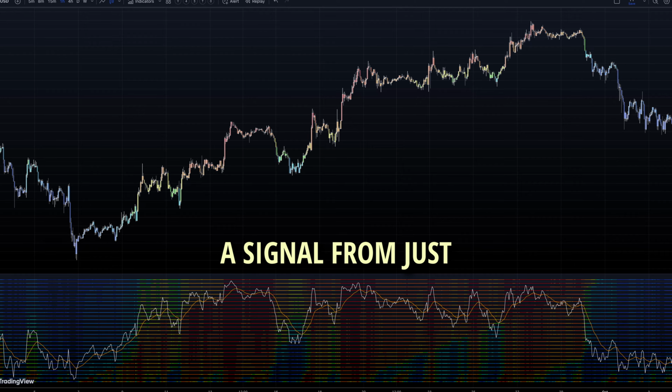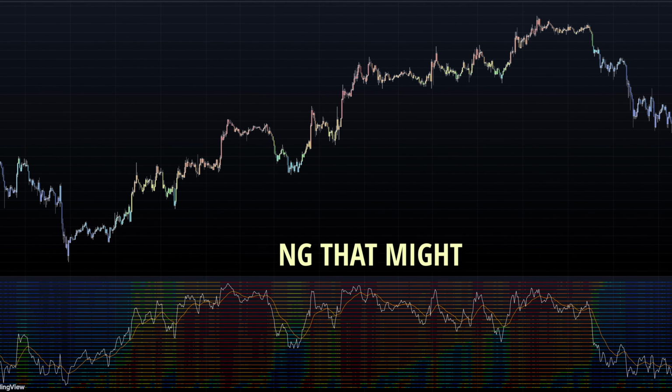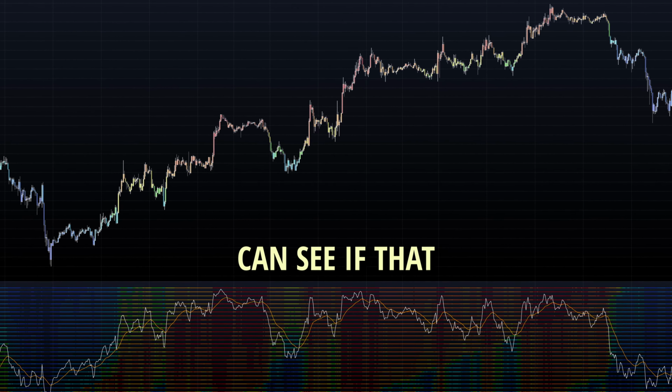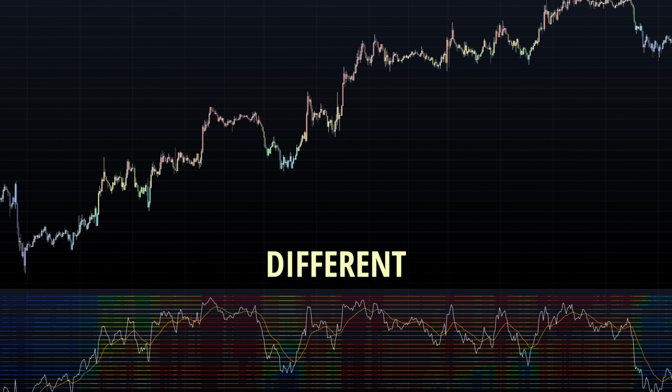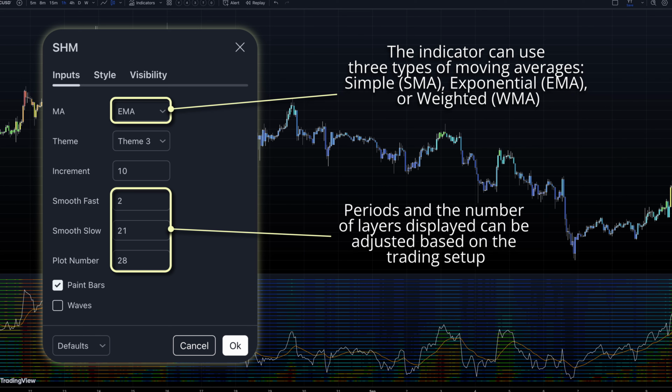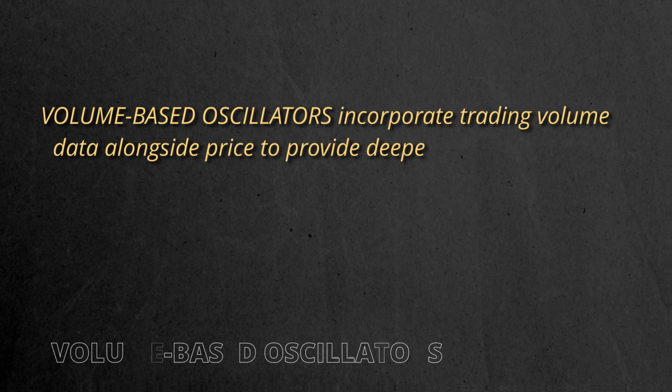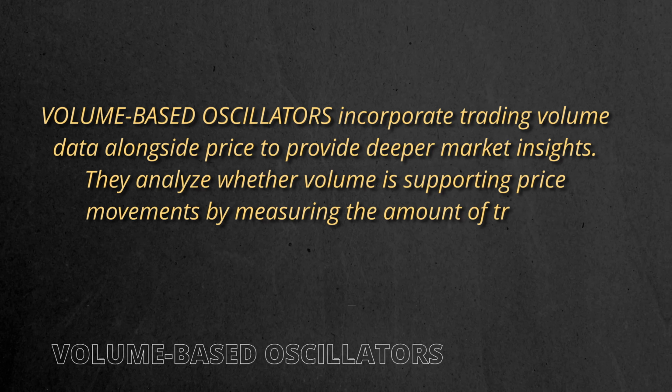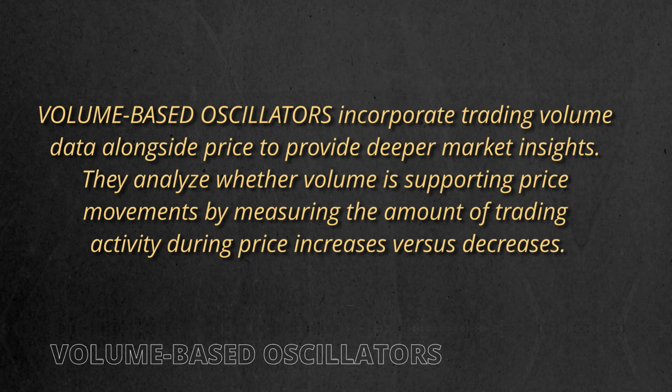Rather than getting a signal from just one stochastic reading that might be a false move, you can see if that momentum is supported across different timeframes. This helps identify more reliable trading opportunities and filter out noise. The indicator also plots fast and slow lines based on the averaged readings, giving you additional confirmation of momentum direction and potential reversals.